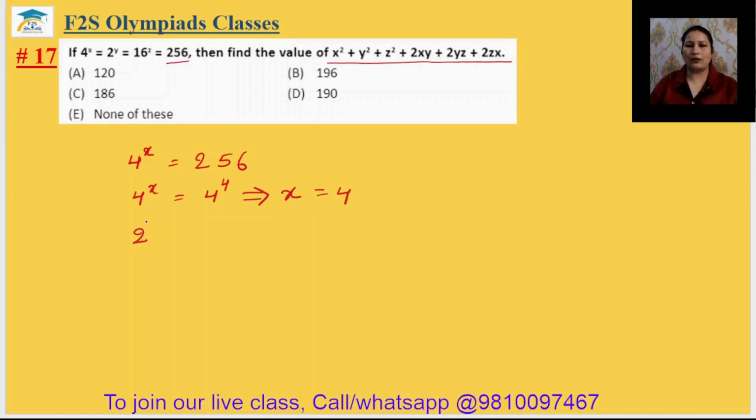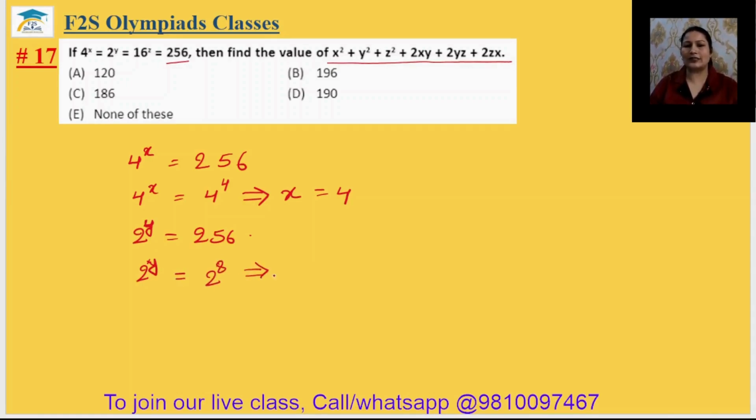Now 2 to the power, sorry, it is y, not x. Actually, it is y. 2^y equal to 256, which is 2^8.